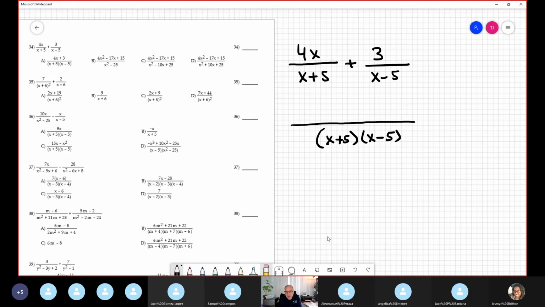Okay, when you divide the LCD by the first denominator, it's obviously x minus 5 times 4x, plus 3 times x plus 5. Something like that. Okay, let's do it. So now you distribute here: 4x squared minus 20x plus 3x plus 15.